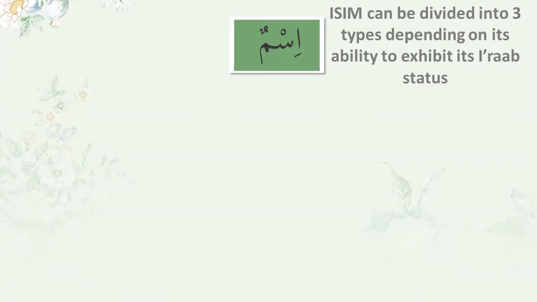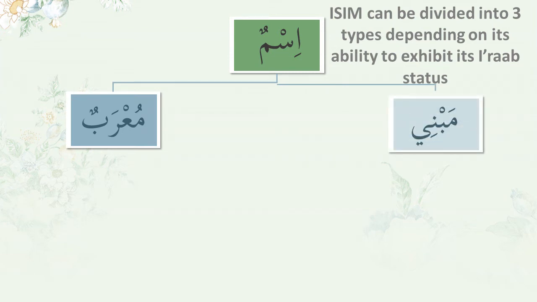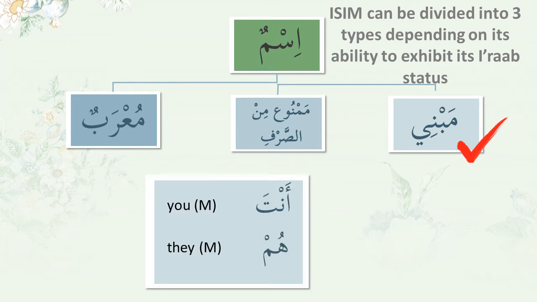So how do we know which isim are mu'rab, which are mabni, or if the isim is mamnu min al-sarf? We'll start with isim mabni. Isim mabni are fixed. They won't change. And these isim are often repeated in the Quran. Over time, you will need to memorize them. Examples of isim mabni are personal pronouns such as anta, you, and hum, they. In Arabic, personal pronouns are called dhamir.